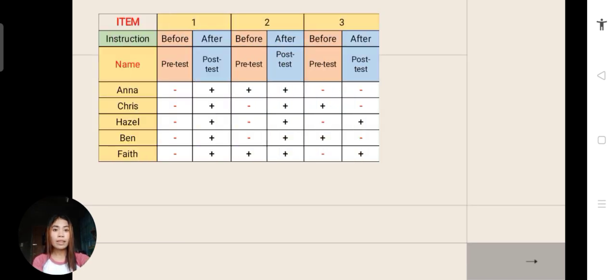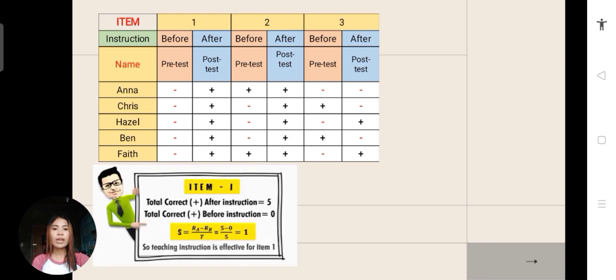So in this table, in item 1, we have a total correct after instruction of 5 and a total correct number before instruction of 0. Based on the formula S equals R sub A minus R sub B over T, we need only substitute those given values: 5 minus 0 over 5 is equal to 1. Therefore, our teaching instruction is effective for item 1.